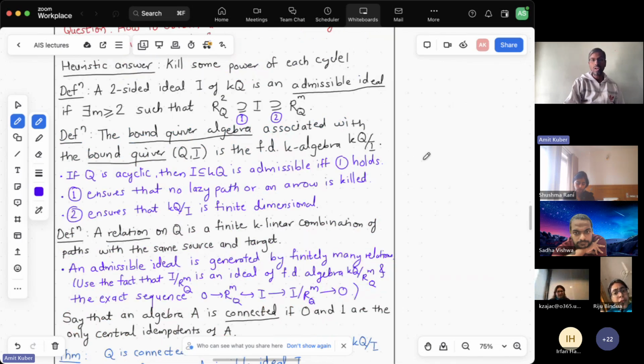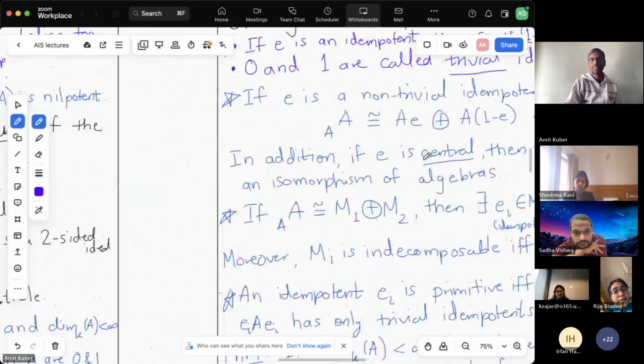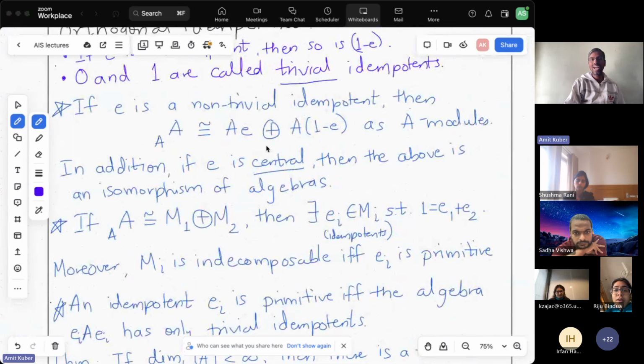If you remember, I talked about this particular result over here. If you have any other central idempotent, then you can actually decompose that algebra as a direct sum of two algebras. So therefore, what I'm saying here is, if you want to study representation theory of finite dimensional algebras, then it is enough to study representation theory of connected basic algebras. Any objections or comments about this?